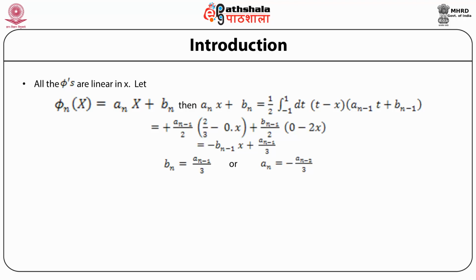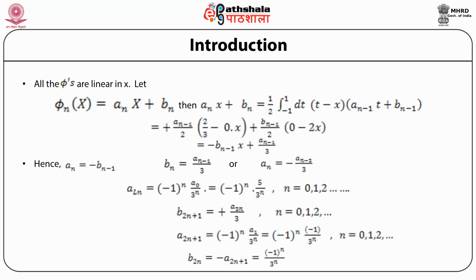Then a_n x plus b_n is equal to half times the integral from minus 1 to 1 dt of (t minus x) times (a_{n-1} t plus b_{n-1}), which can be evaluated. So phi_n(x) will look like a_{n-1} by 2 multiplied by 2 by 3 minus 0 times x, plus b_{n-1} by 2 multiplied by 0 minus 2x, which is equal to minus b_{n-1} times x plus a_{n-1} by 3.